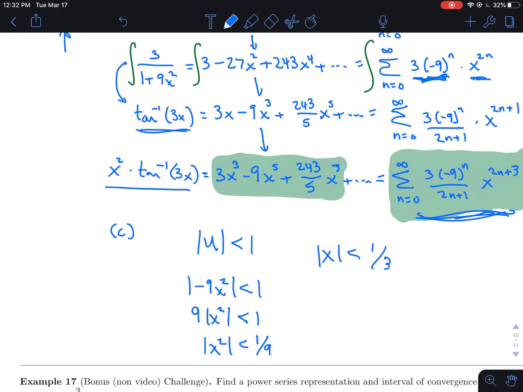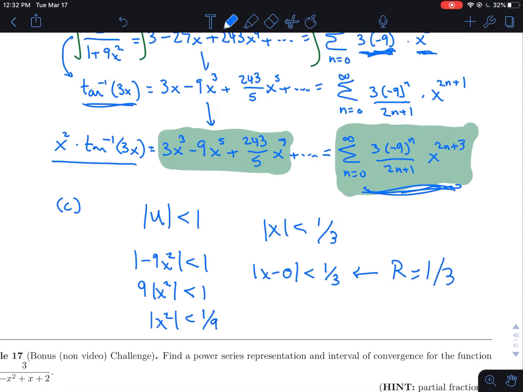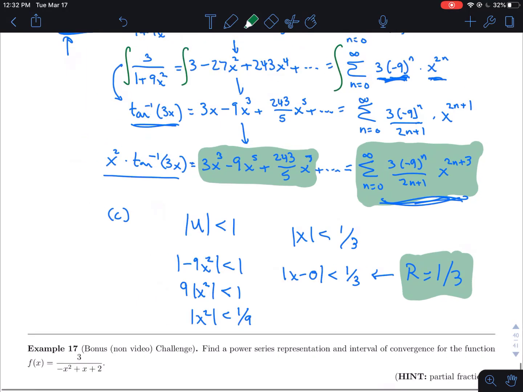And so again, we have it in this good form: the absolute value of x minus 0 is less than 1/3. So this is saying that our radius of convergence is 1/3. So this right here is my final answer for my problem here.